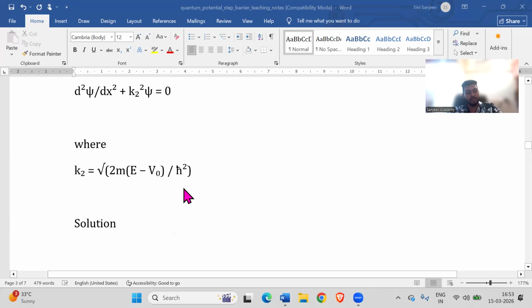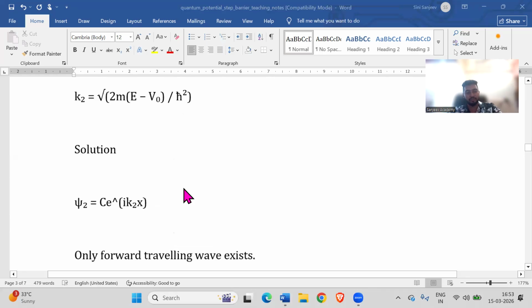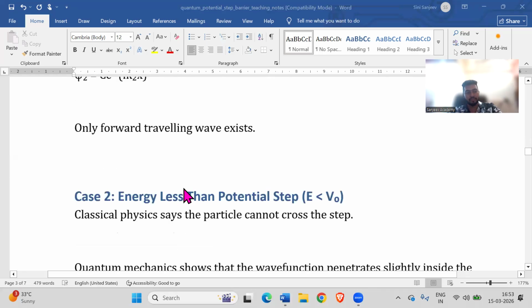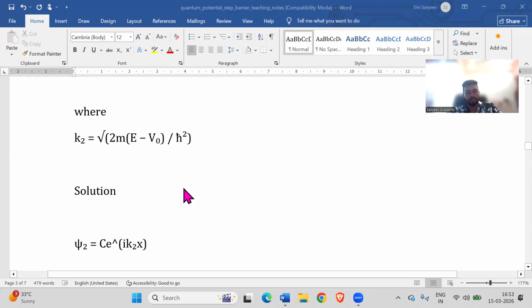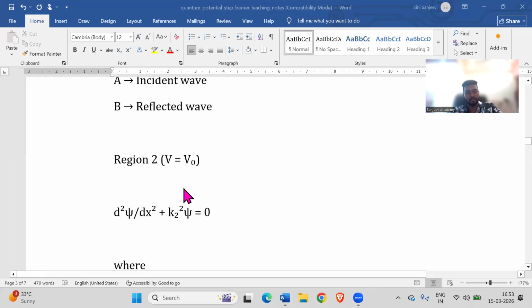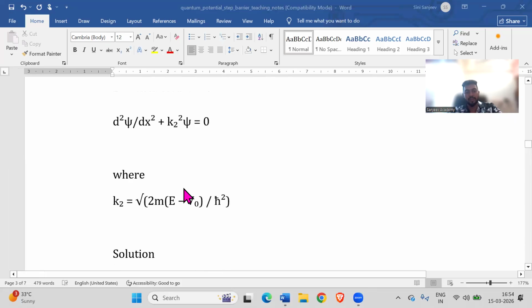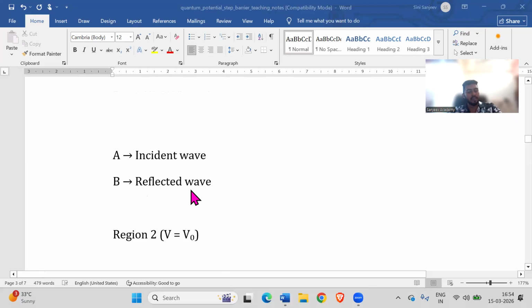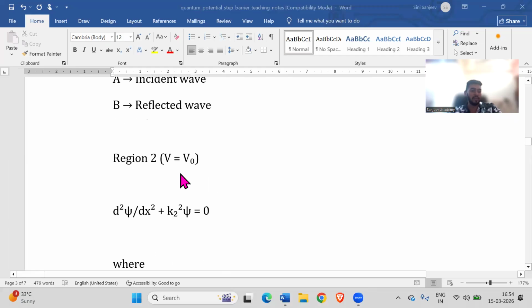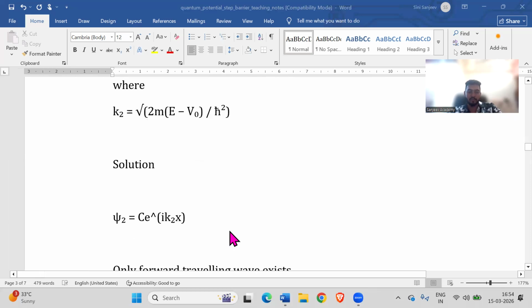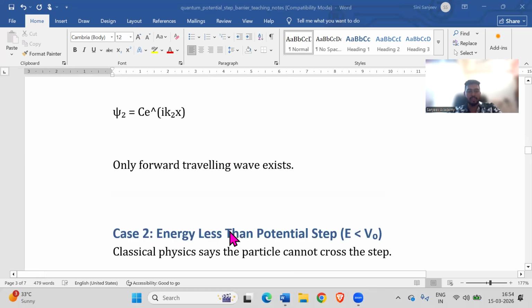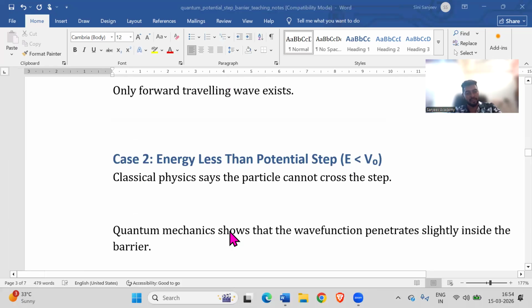Region 2. So A is what? Can you see? Where is my A? Yeah, A is the incident wave and B is the reflected wave. Region 2, V is equal to V naught. So instead we just substitute V naught here, giving k2. So they just tell you only a forward traveling wave exists.